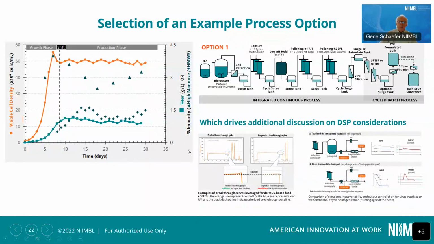And we then included additional discussion of the downstream considerations if you have a process flow that looks like this, including breakthrough curves if you're using a delta UV based load control, and different ways to approach the titration in the continuous viral inactivation step to make sure you're not titrating against a peak that comes through out of the previous chromatography step.